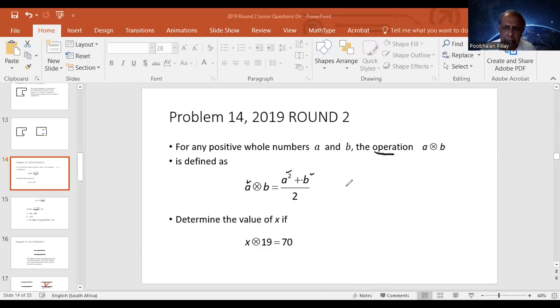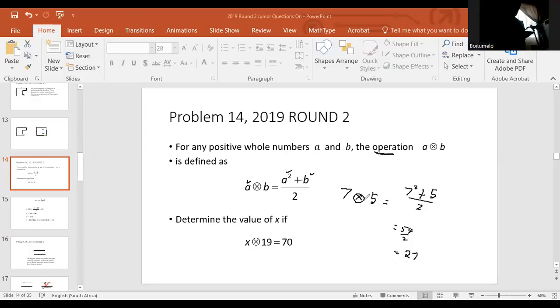So let's take an example. For instance, 7 cross, say 5 is you square the first number plus add the second number and divide the answer by 2, and you get 49 plus 5 is 54, and the answer is 27. So you can calculate what 7 cross 5 is. Like that, you can calculate any cross.